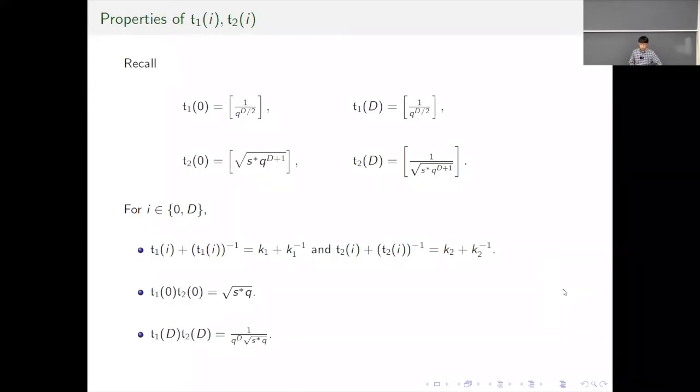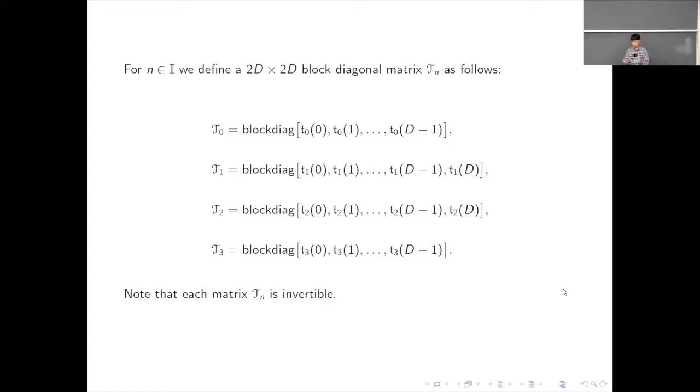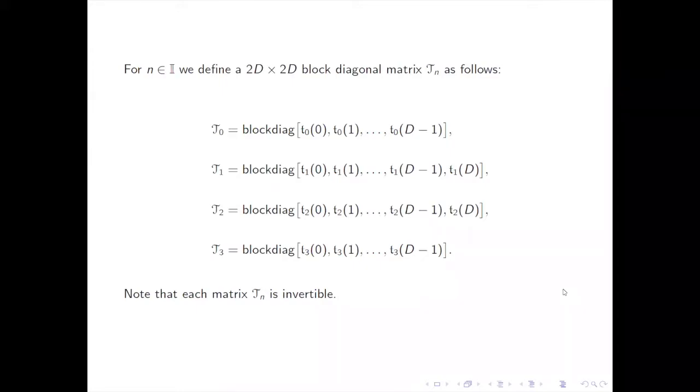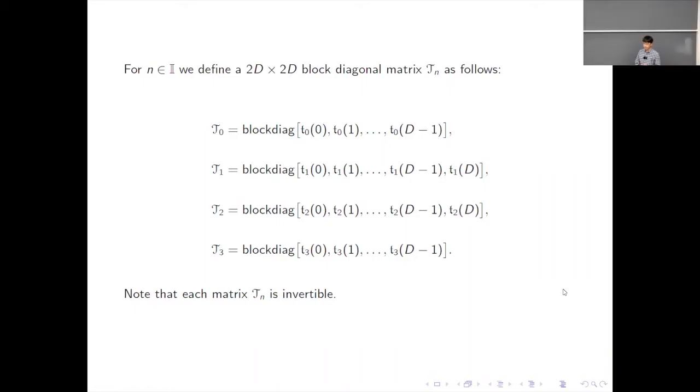With this bunch of 2 by 2 and 1 by 1 matrices, we now define block diagonal matrices tau n. So tau naught is the block diagonal of T naught of 0, T naught of 1 through T naught of D minus 1. Recall each block T naught of i is 2 by 2. So T naught is 2 by 2, 2 by 2, and so on. That shape.